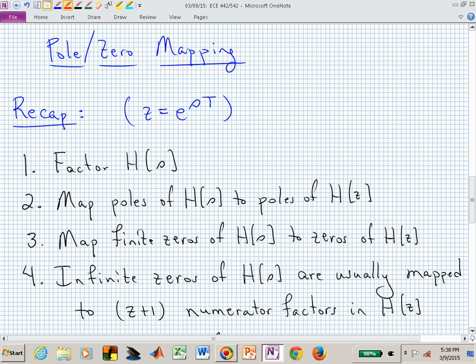All right, so we first factor H(s), then we map the poles and the zeros through this mapping, z equals e to the sT, and we produce pole factors and zero factors for our finite zeros in H(z).